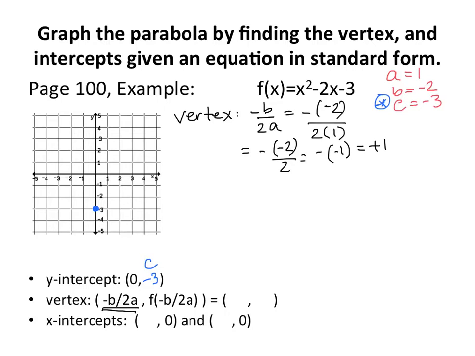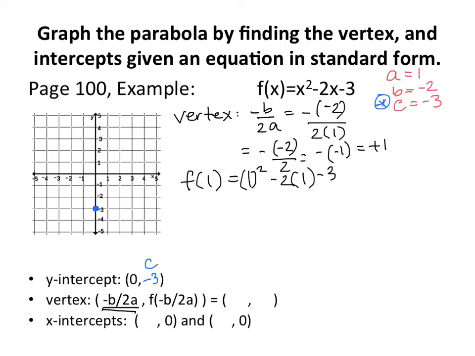So f of x means the value of our output when our input is x. So here we have our input as 1. So let's find our function at 1, where x is 1, where our input is 1. So then we get 1 squared minus 2 times 1 minus 3.